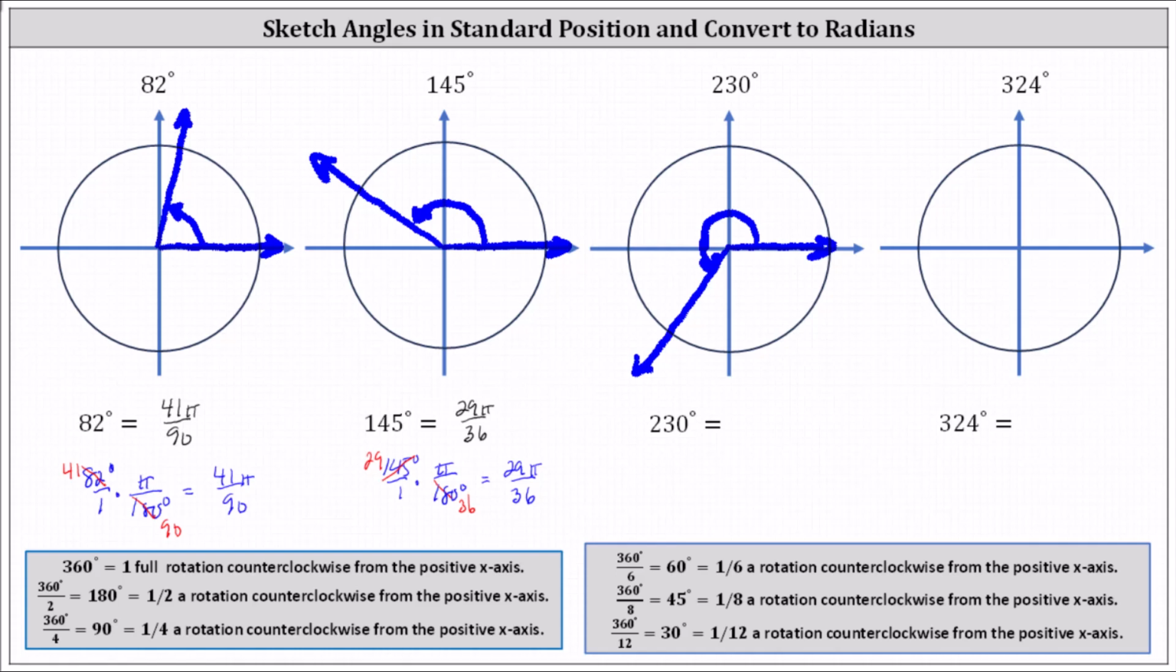And now let's convert to radians. The greatest common factor of 230 and 180 is 10. There are 23 10's in 230, 18 10's in 180. And again, the degrees simplify out, and we're left with radians. We have 23 pi divided by 18 radians.